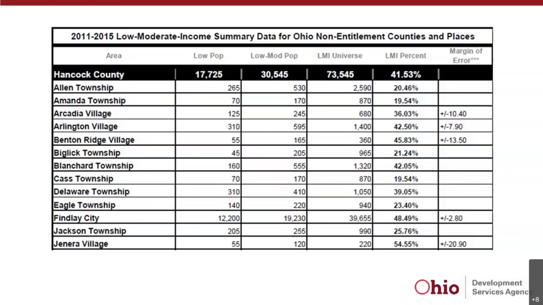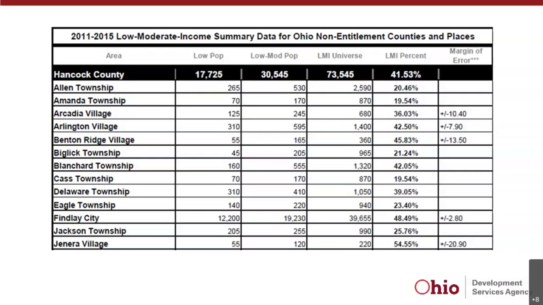However, you would want to consider doing an income survey for Benton Ridge Village, because the ACS data shows an LMI percent of 45.83. But if you factor in the margin of error of 13.5, you get 59.93. So chances are pretty good if you do an income survey, it's going to be over 51%.